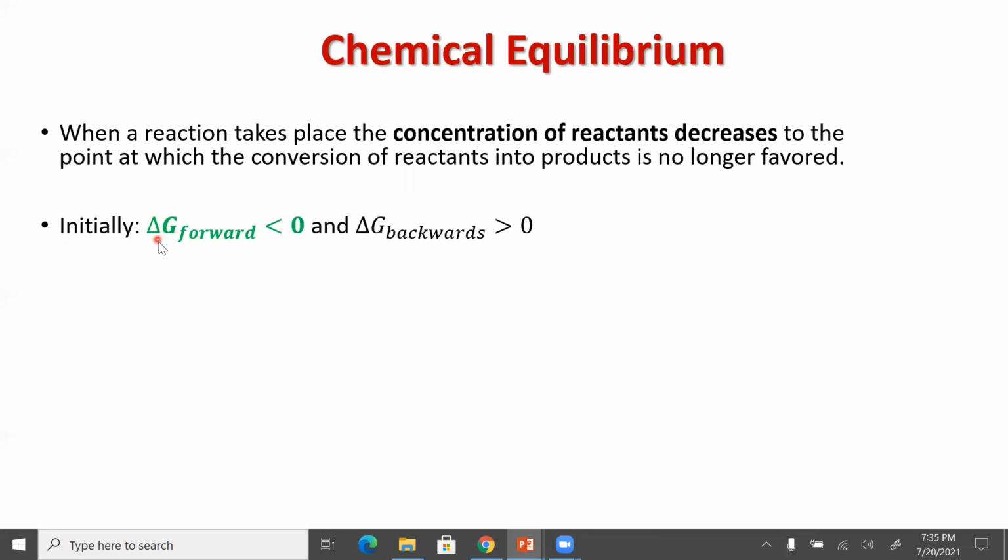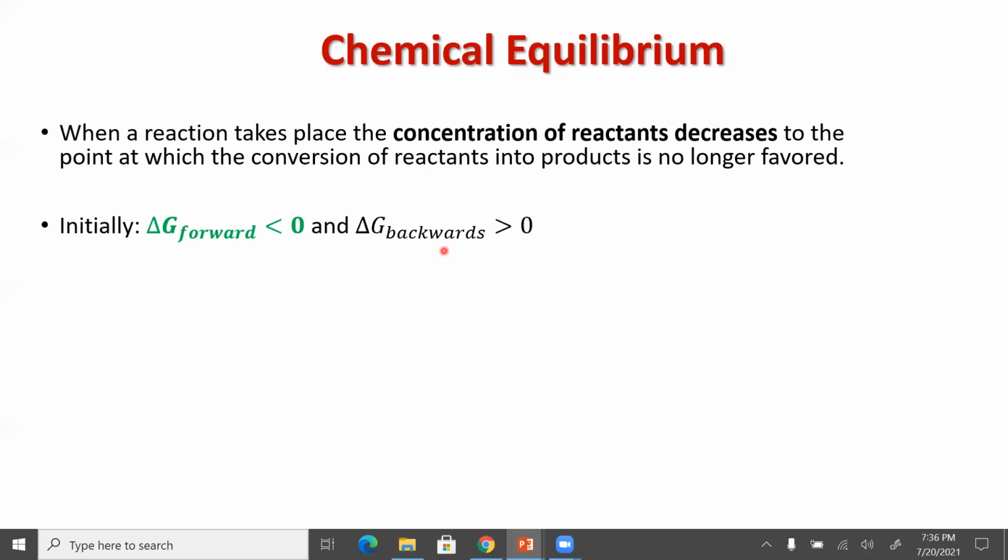So to go back a little bit to the free energy stuff we talked about in thermodynamics, when we look at a reaction initially, right at the beginning, the free energy of the forward reaction is negative, which means the forward reaction is spontaneous. But the reverse reaction has a free energy value that's positive, so it's non-spontaneous.